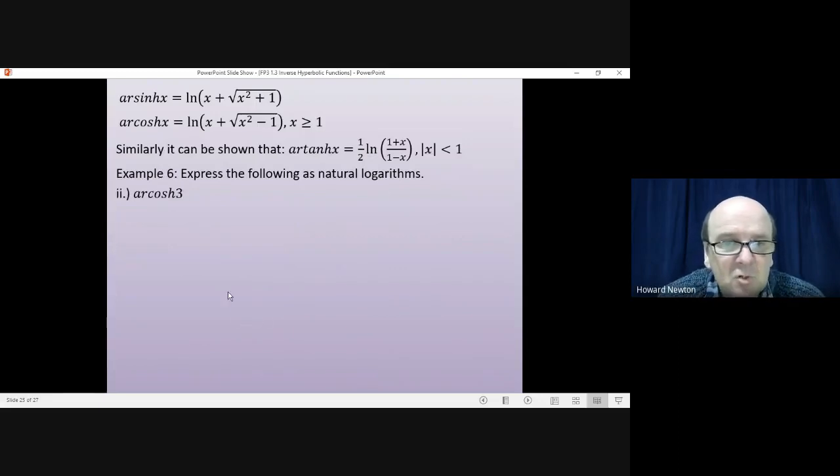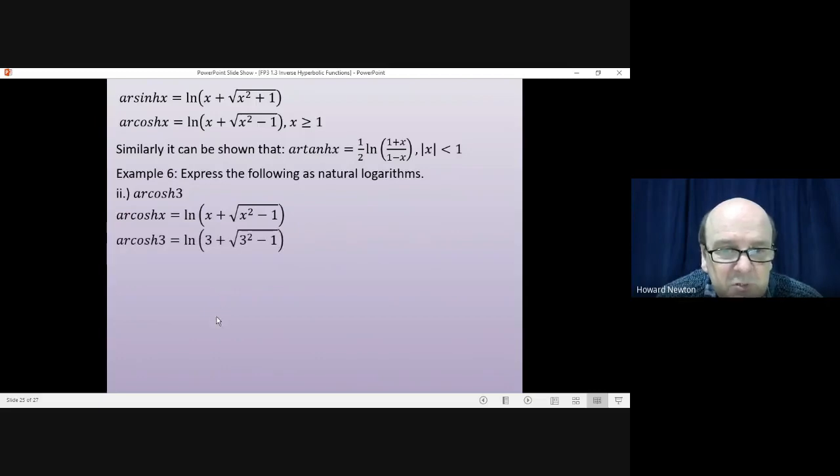Question 2 is arcosh 3. That's the formula for arcosh. If we substitute in 3, we'll get that. And again, that tidies up to give us arcosh 3 equals the log of 3 plus root 8.